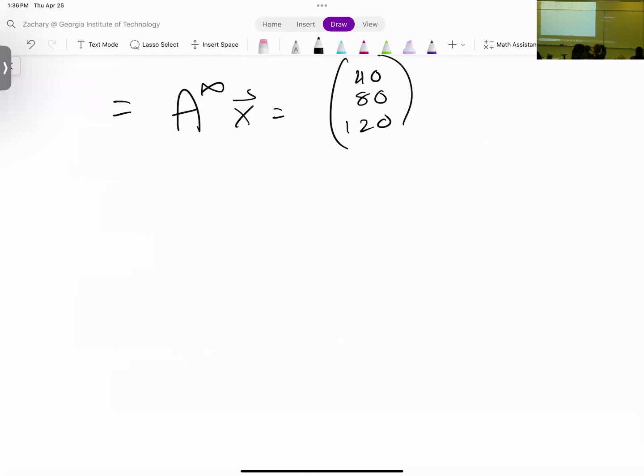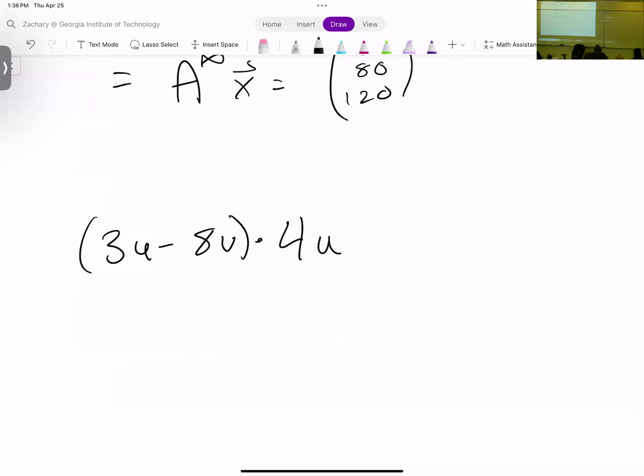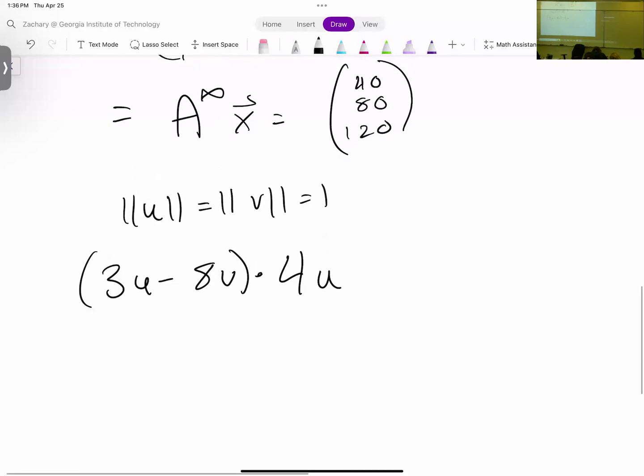So I'm just going to write this problem out on here. This is (3u minus 8v) dotted with 4u. Okay. And it's given that u and v are orthogonal and both have magnitude 1. So magnitude of u equals magnitude of v equals 1. And u dotted with v is equal to 0.